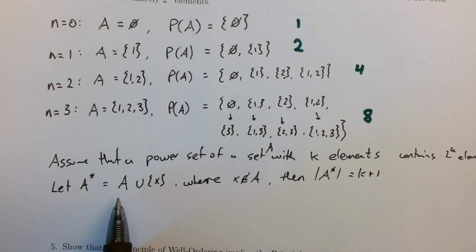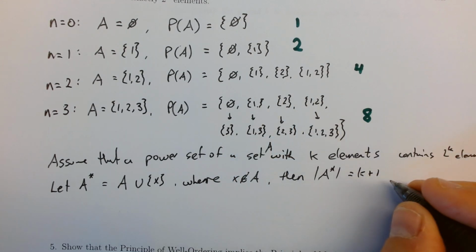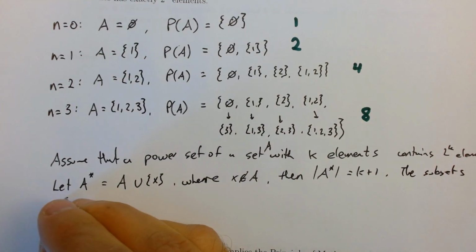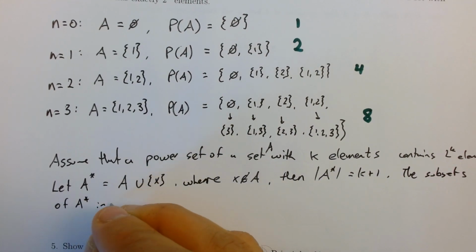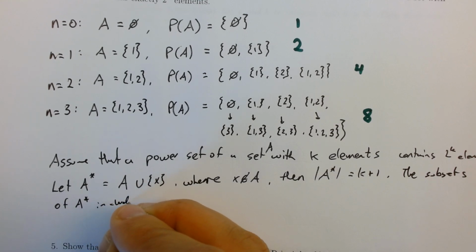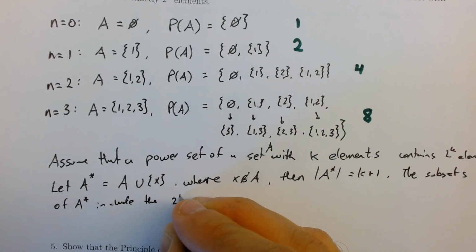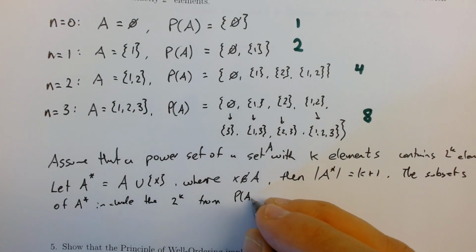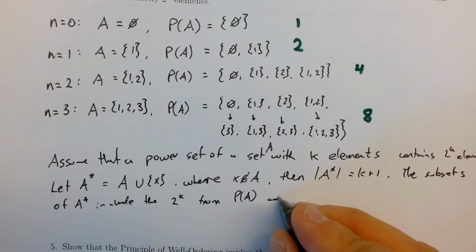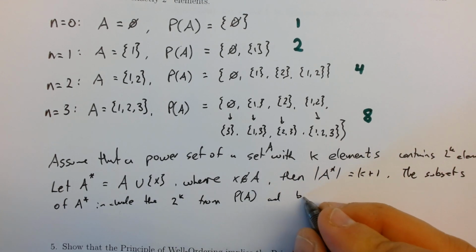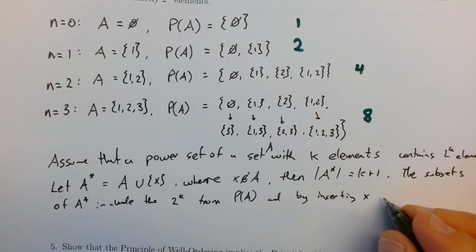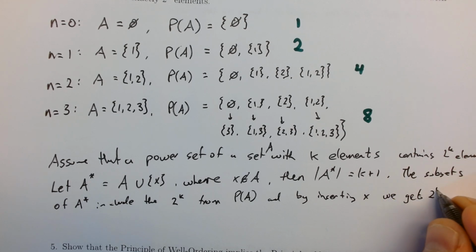Well, if we think about the subsets that it would have all the subsets that A would have, just, again, how we did that. So the subsets of A star include the 2 to the k from the power set of A, and by inserting x, we get 2 to the k more.